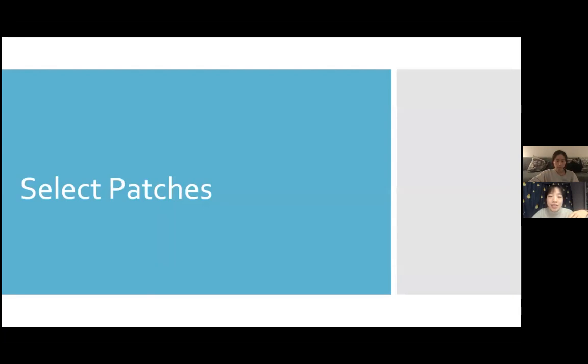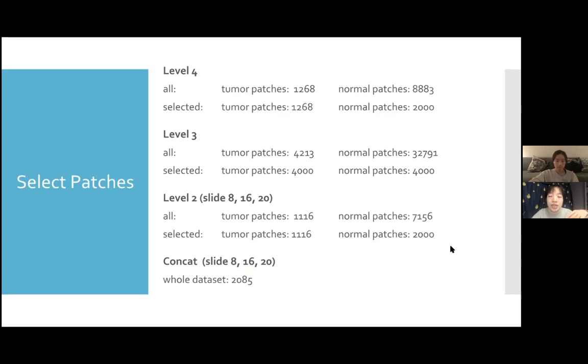The next step is selecting patches for training and validation. This slide shows the amount of data we used for training the model in each level. In level 4, we only got 1,268 tumor patches and selected all of them because the dimensions for this level is smaller. And for normal patches, we randomly selected 2,000 of them.